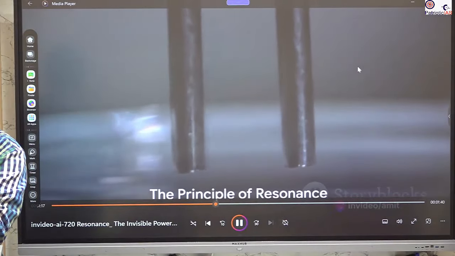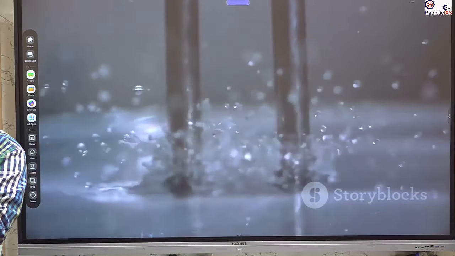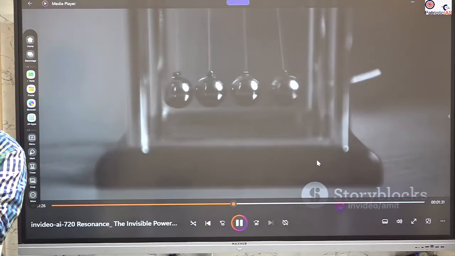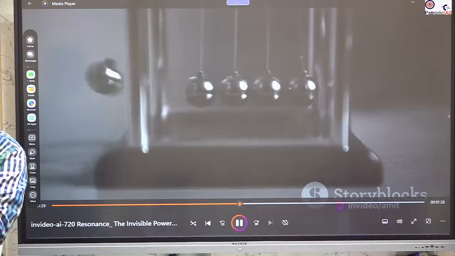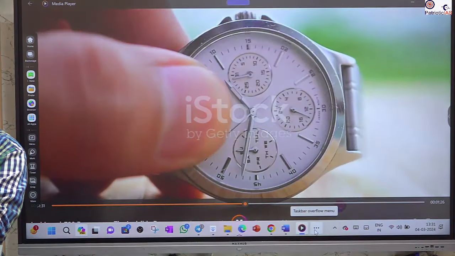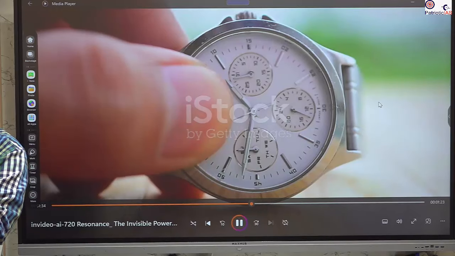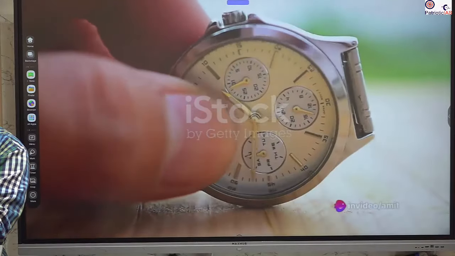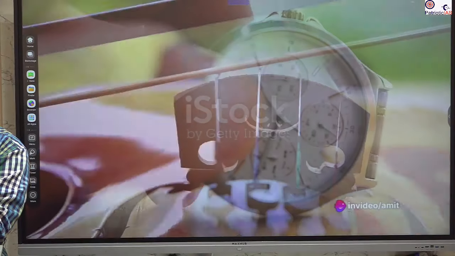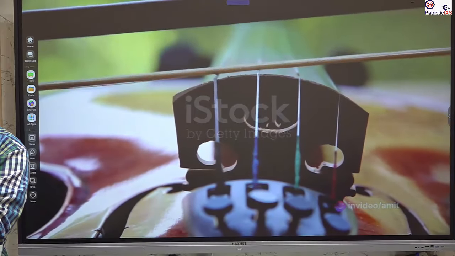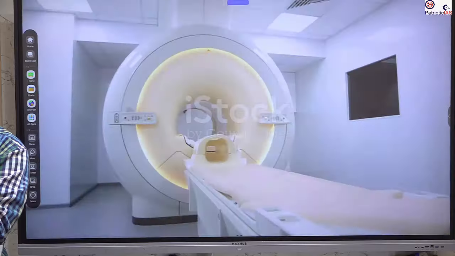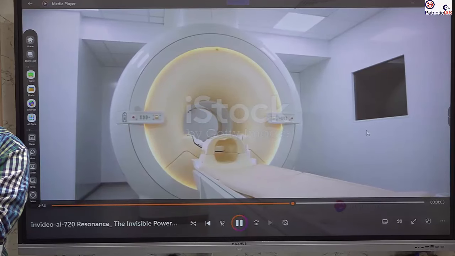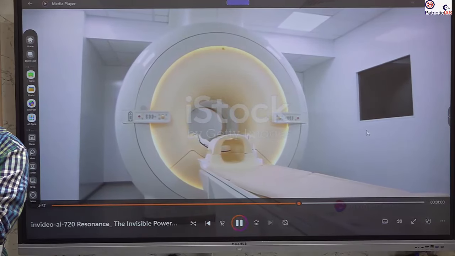Resonance at its core is a principle of amplification. When a system's natural frequency matches the frequency of an external force, the system oscillates or vibrates with a higher amplitude. But resonance isn't always destructive. In fact, this principle is harnessed in numerous beneficial applications. The quartz crystal in a watch, for instance, resonates at a precise frequency, ensuring accurate timekeeping. Musical instruments, too, rely on resonance to produce their rich, beautiful sounds. Even the medical field uses resonance, specifically nuclear magnetic resonance, in MRI scanners to look inside the human body.